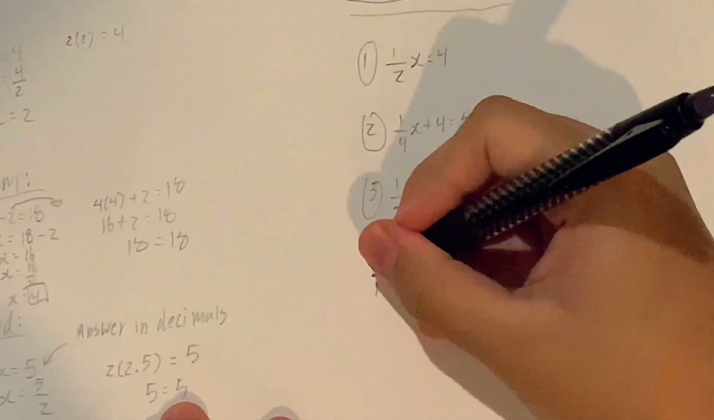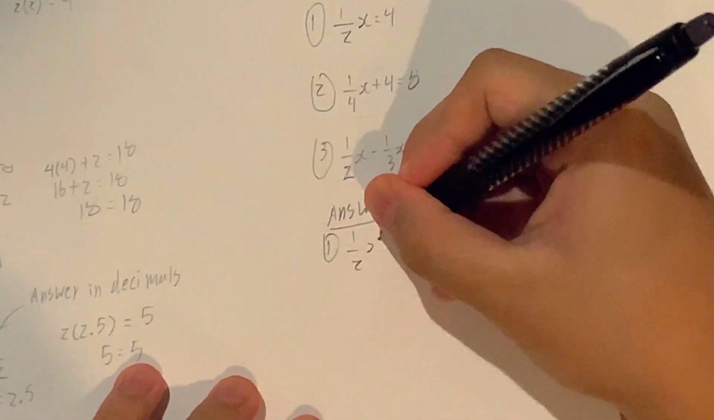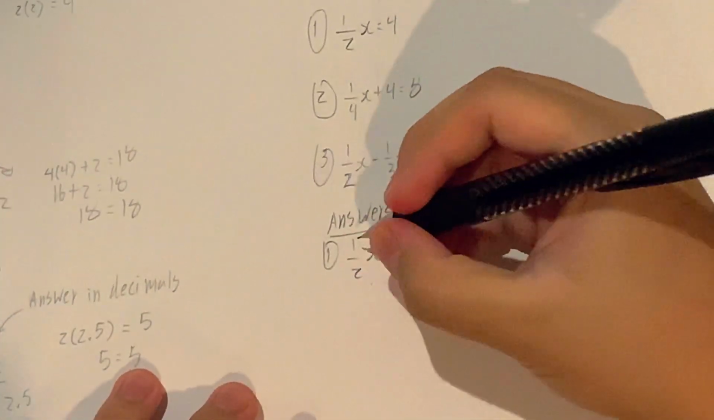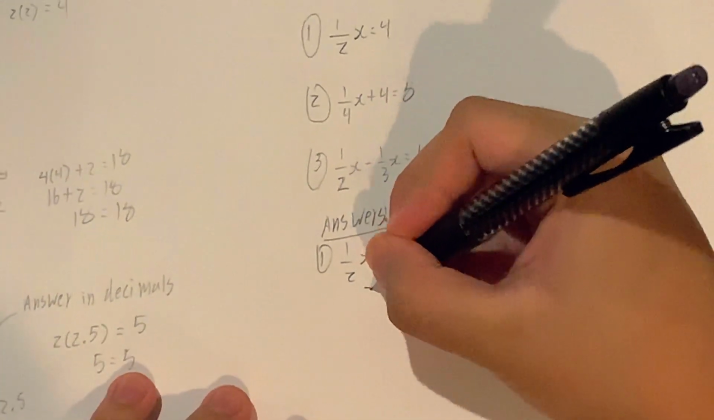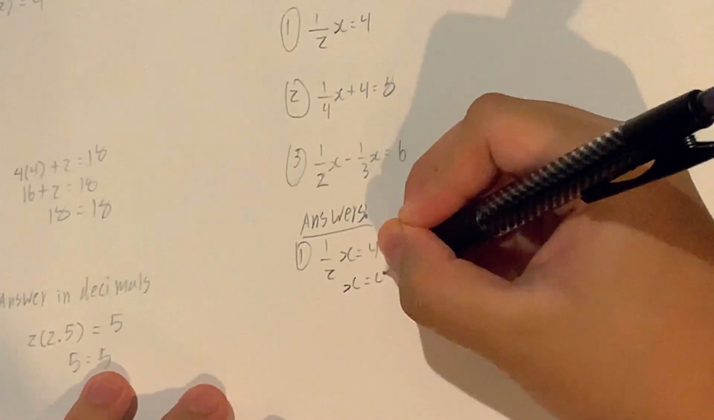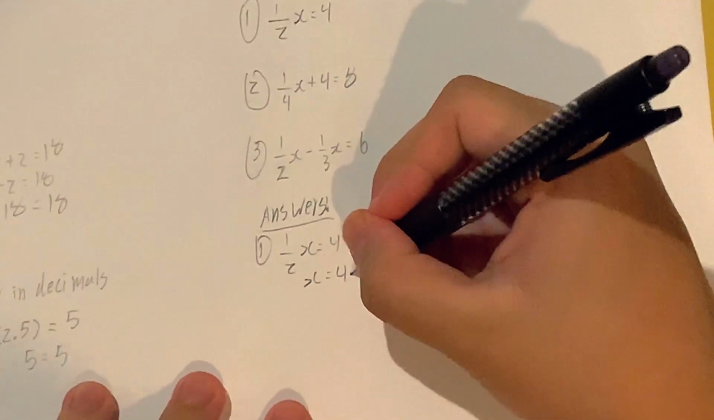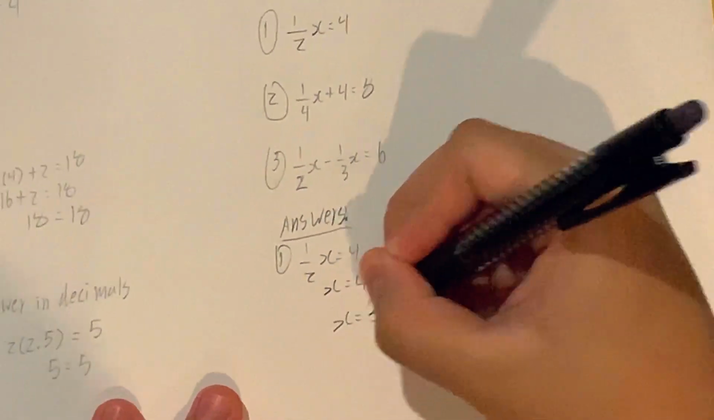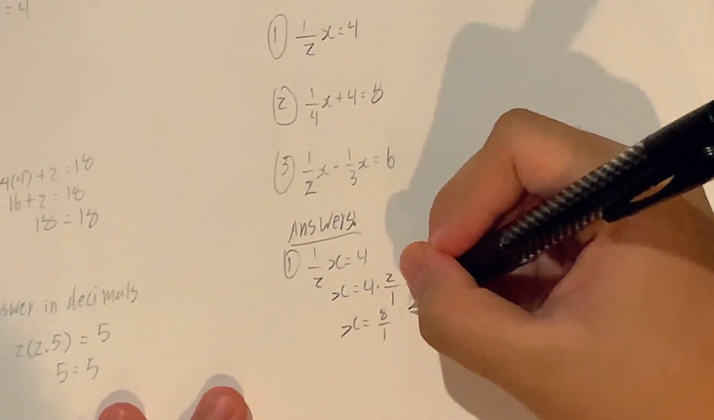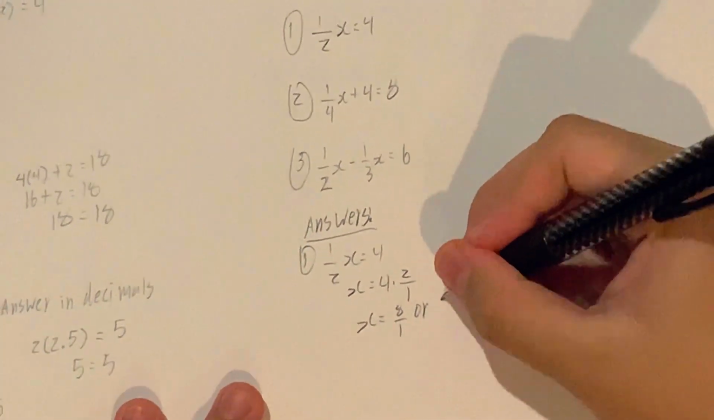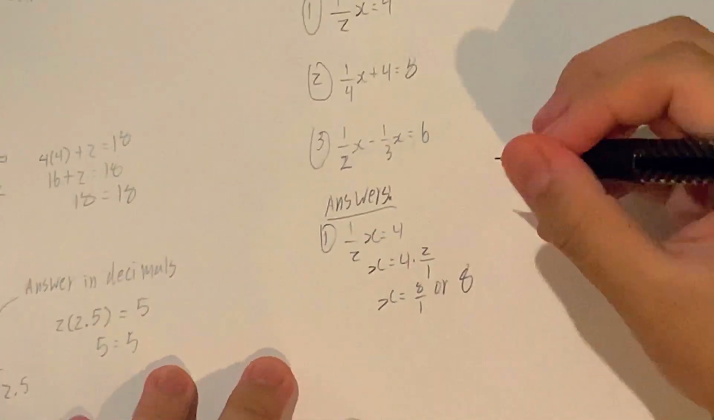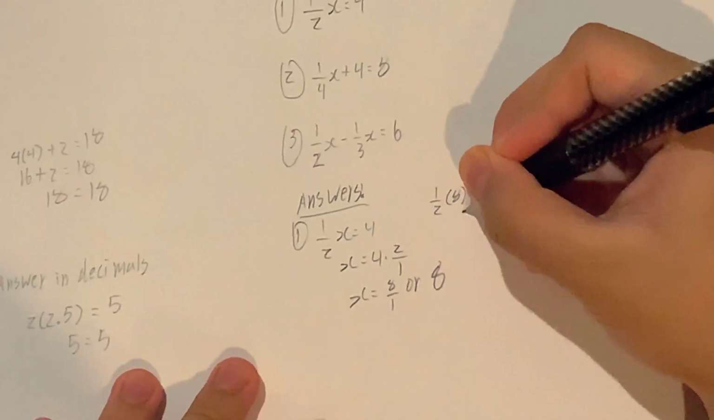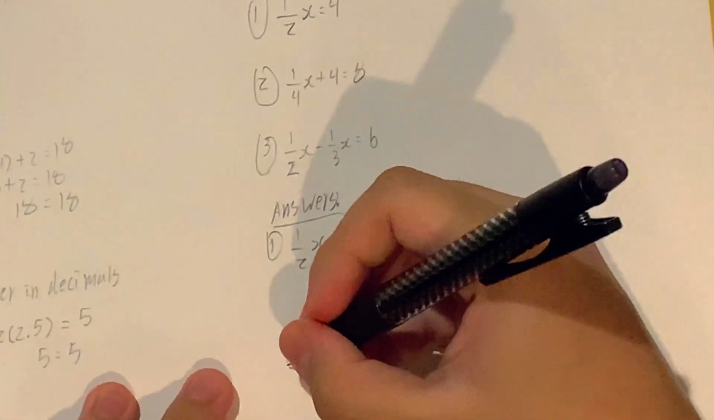Okay, so number 1. 1 over 2 times x equals 4. So in here, 1 over 2 means 1 divided by 2. So it's 4, and then when it goes on this side, it's 2 over 1. So 4 times 2 over 1. The answer you get is 8 over 1, or you can simply write 8. And once again, if you're not confident with your answer, substitute the 8 for x, and the answer is 4.